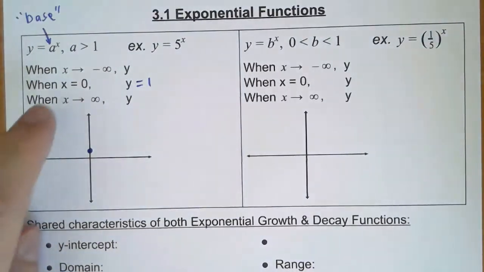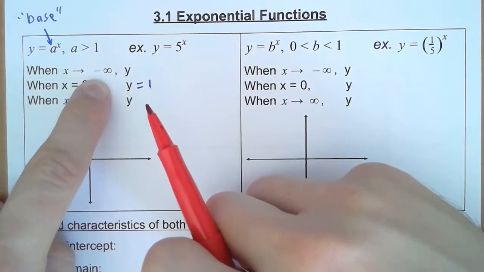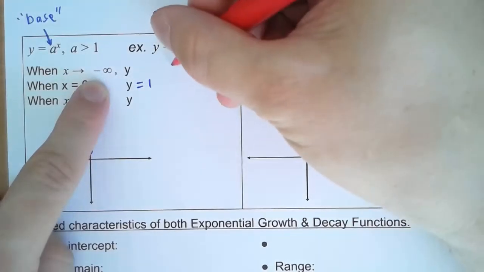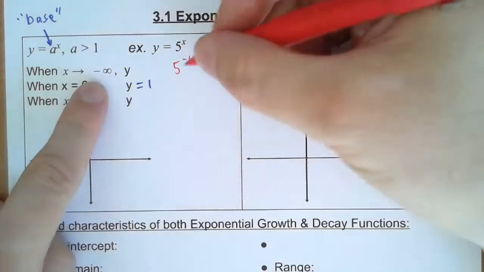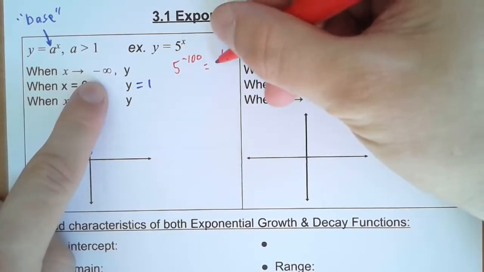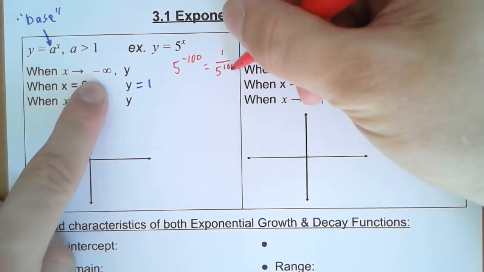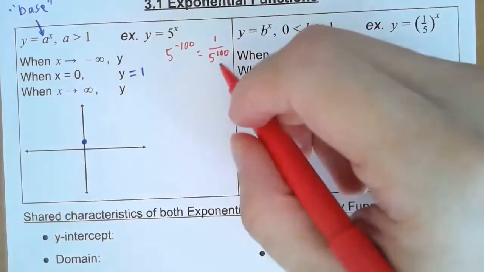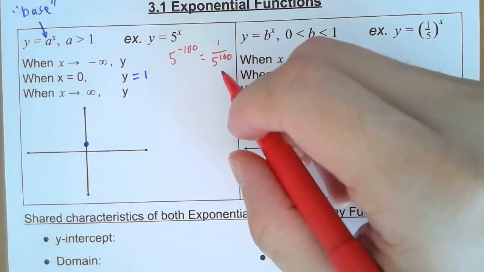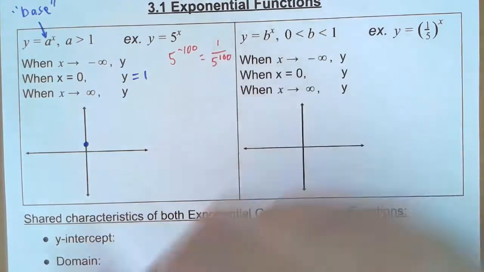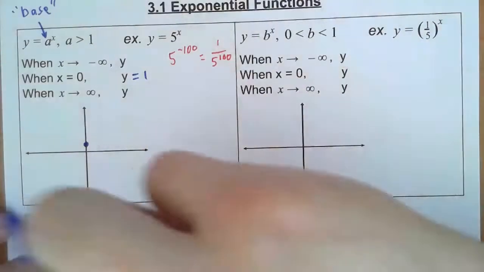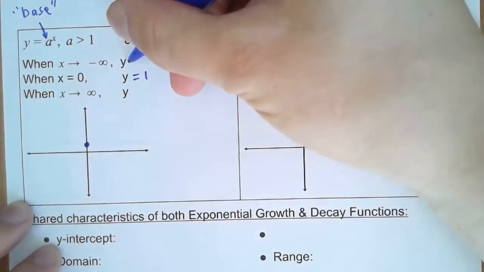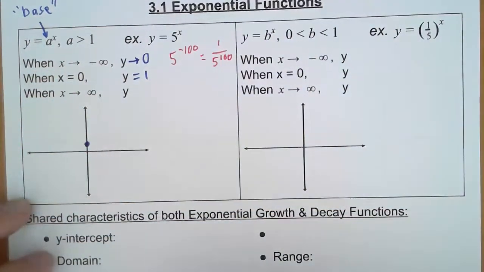Now, what about as x approaches negative infinity? We could think about something like 5 to the negative 100th. Well, we know negative exponents make fractions. So this would be 1 over 5 to the 100th. Well, 5 to the 100th is a very large number. So 1 over a large number is going to be really, really small, so small that it's almost 0. We're going to say that y is going to approach 0.